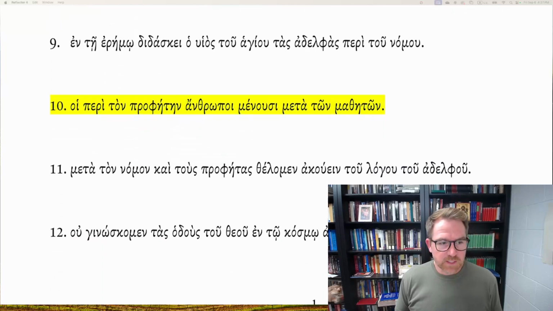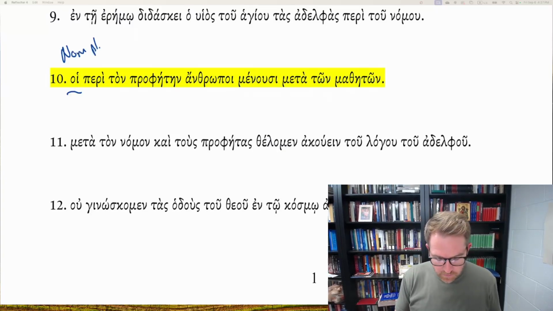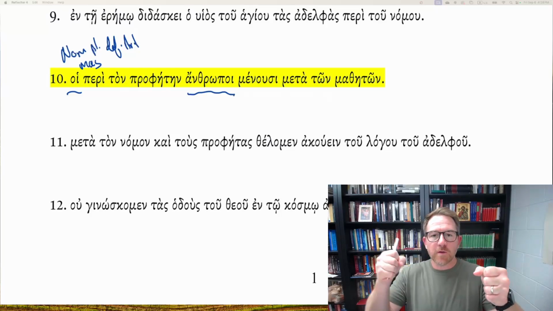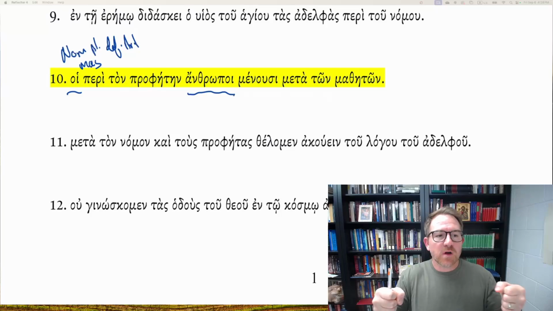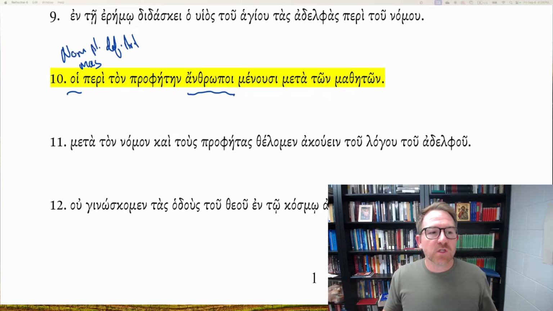One more example, sentence number 10. Hoi peri tou prophētou anthrōpoi menousin meta tōn mathētōn. Now, notice right away we have our nominative, plural, masculine, definite article. So we were looking for a nominative, plural, masculine noun. And we don't see it until anthrōpoi. And your tendency is going to be like, I don't see my noun, it must not be there. You can do this in Greek where you separate the definite article from the noun by several words or even an entire phrase, because the way you identify the definite article of a noun is by matching it in case, number, and gender. So you have to look for that nominative, plural, masculine.